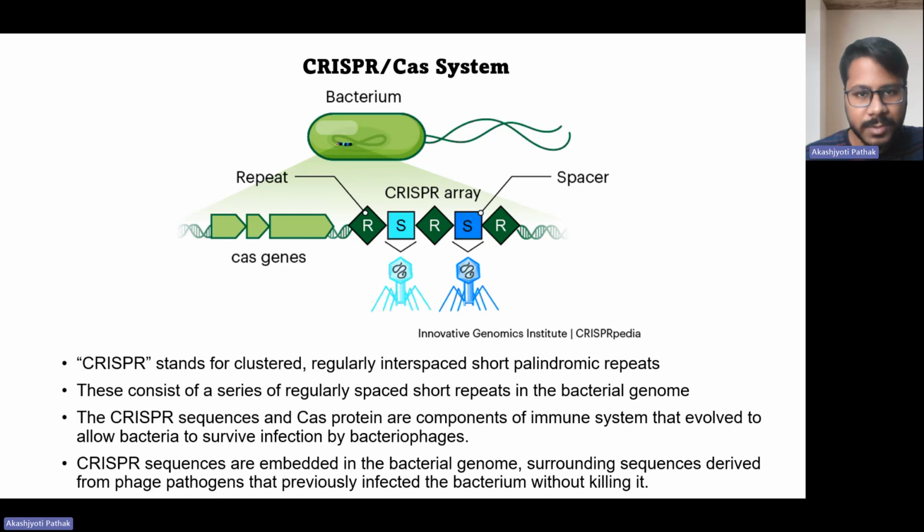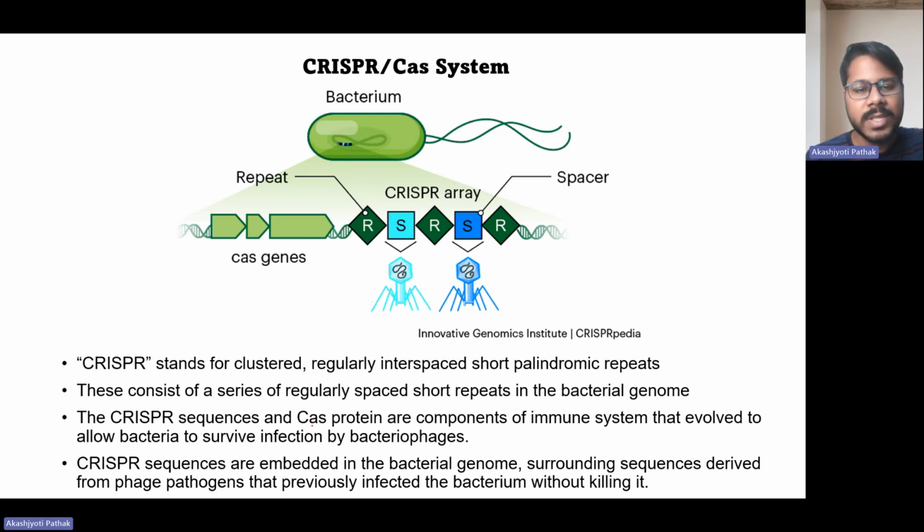As you can see in this figure, this is the region of the genome which has this CRISPR sequence. As the name says, it's clustered, regularly interspaced, short palindromic repeats. These are labeled here as the palindromic repeats, and this S stands for spacer sequences. We will learn one by one what the repeats are and what the spacer sequences are. So this CRISPR consists of a series of regularly spaced short repeats in the bacterial genome. These are specific sequences that are repeated multiple times, and the spacer sequence is flanked by these repeat sequences.